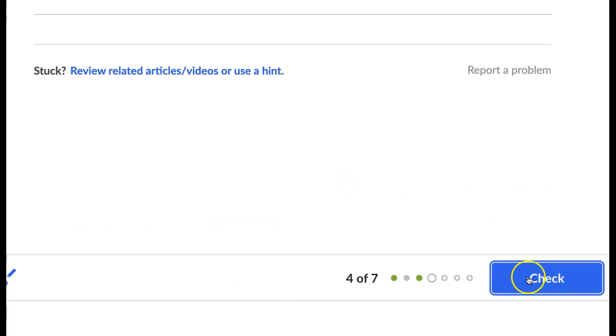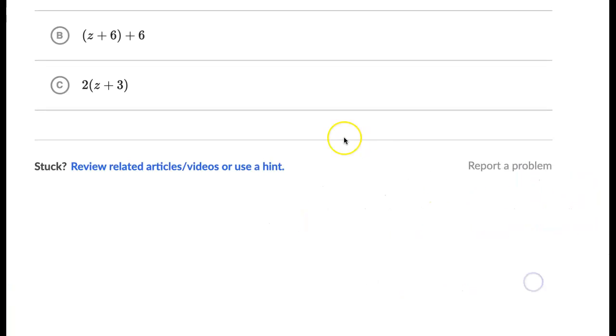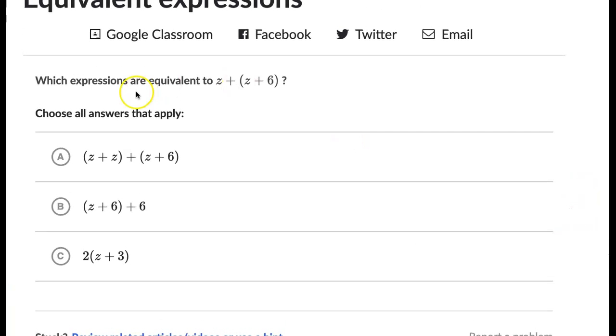Okay, let's see if this is correct. We made it. Let's get the next question. Okay. Which expressions are equivalent to this one? So again, this is z plus the quantity z plus 6. I can combine like terms. z and z is 2z. And then I get 2z plus 6. So I'm going to look up here which one is going to give me 2z plus 6.